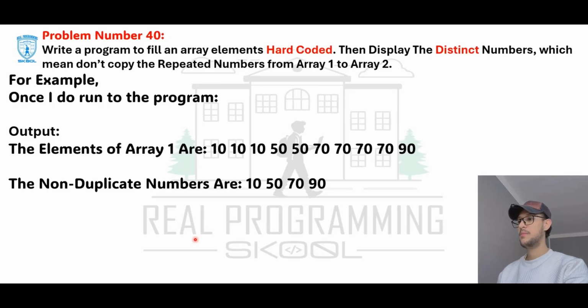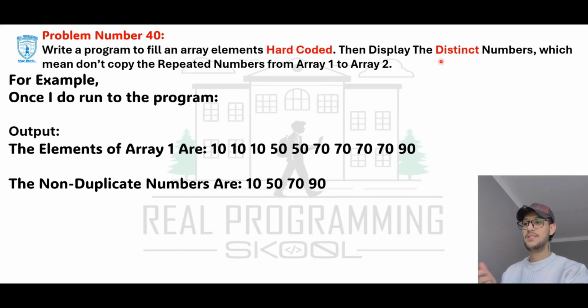Today we're going to have problem number 40. Write a program to fill an array with elements hard-coded. Hard-coded means manually. We will assign the values to the array elements manually. We will not use the function that generates random numbers and fills them into the array, letting the compiler return them automatically. We will assign the values to the array elements manually. That's what we call hard-coded, okay?